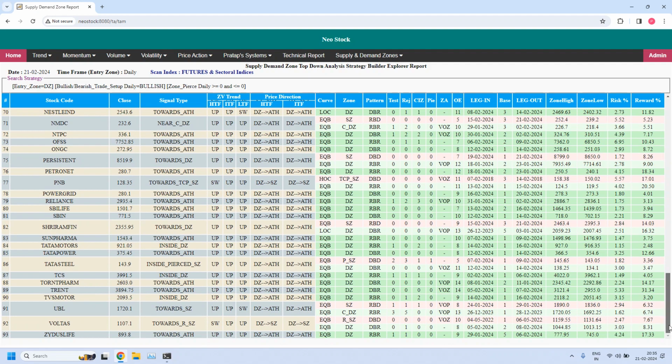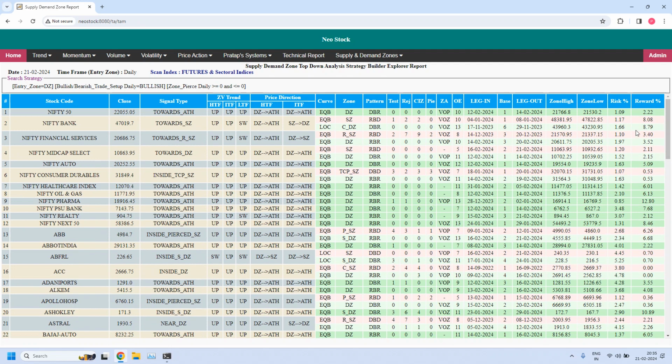Because the list is big, I'm going to filter these stocks based on reward, that is between demand and supply zone. Let us make sure at least there is a 3% reward. Earlier we filtered for 5%, and we are getting very few stocks. So let us consider even 3% also. If you don't want 3%, if you want more percent, you can ignore the stocks from the filtered list.